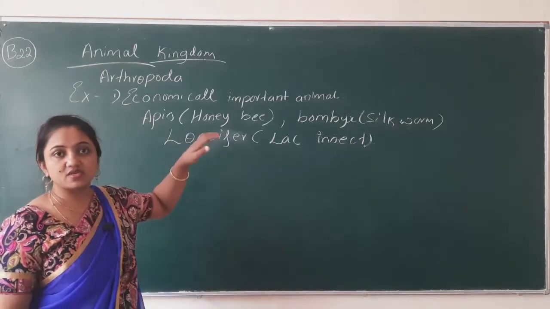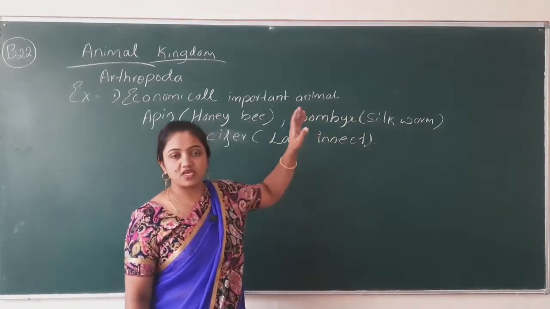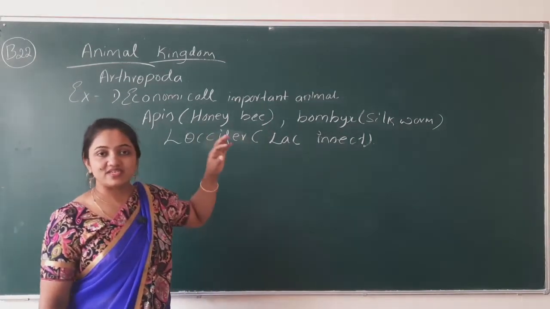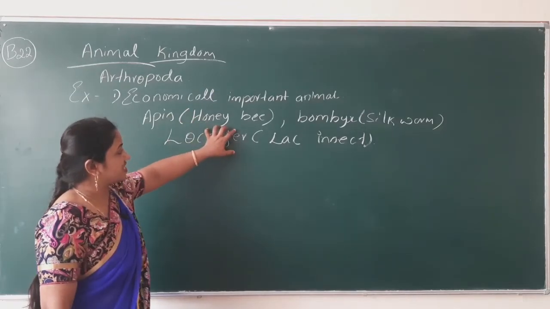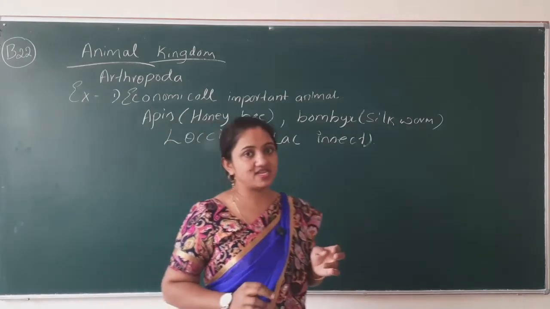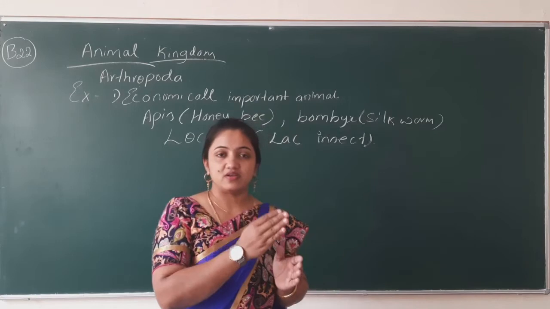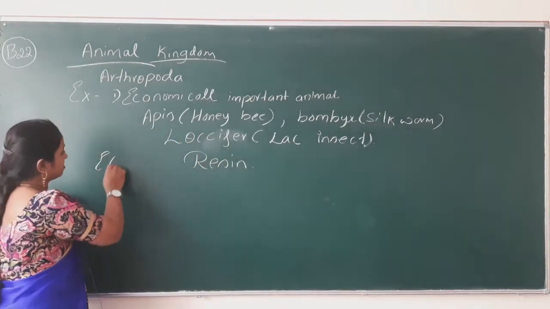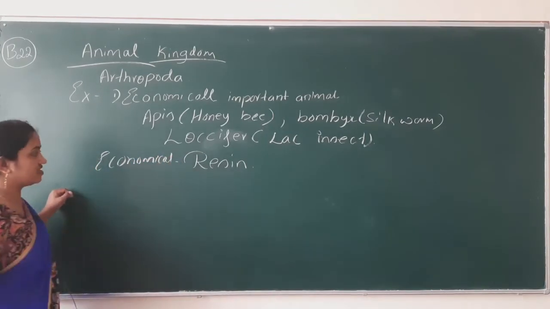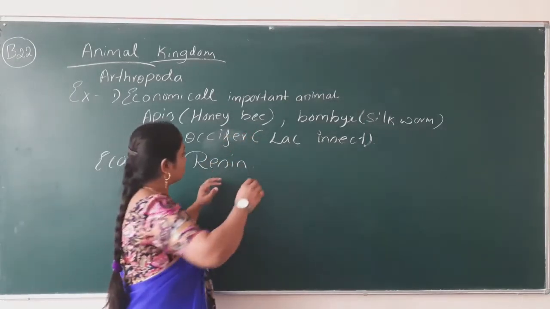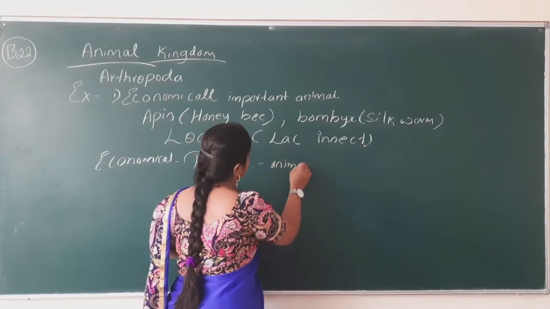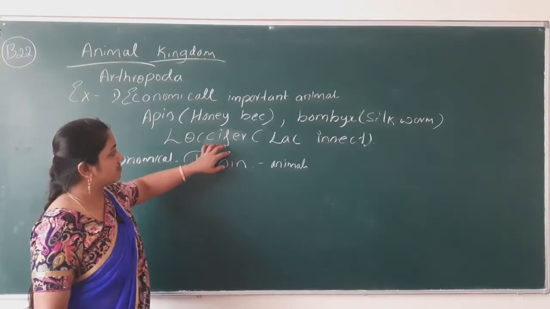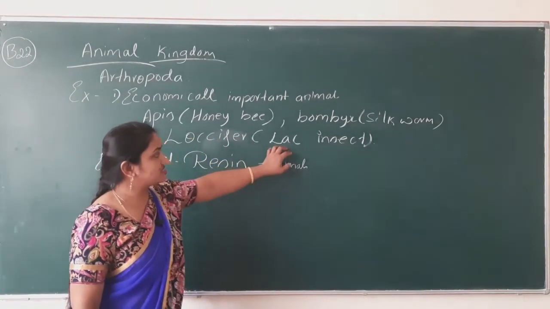Apis. As you know, Apis gives honey, and from Bombyx the silk is reared, and Laccifer is a lac insect. The outer layer of that lac insect is utilized as a resin, which is a highly economically important substance. Resins are extracted from the Laccifer insect, commonly known as the lac insect.